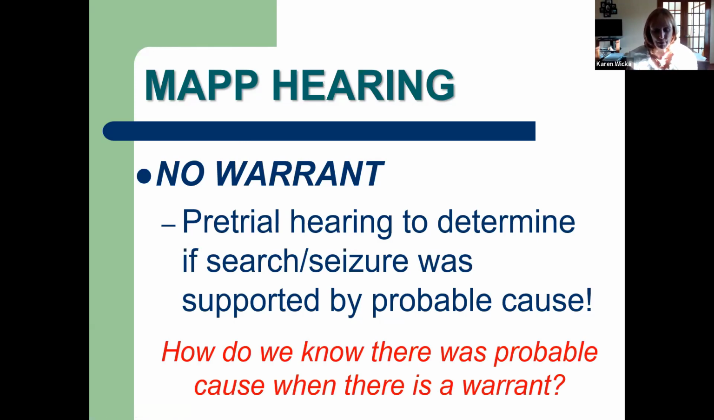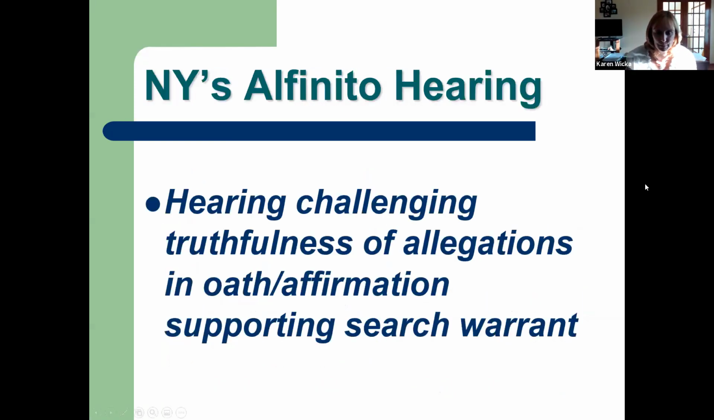How do we know there was probable cause when there was a warrant? Because they've already got a warrant. Once you have a warrant, a judge has already reviewed it and said there was probable cause. So a Mapp hearing is only when you don't have a warrant, because if you have a warrant, a judge has already reviewed that application and determined that there was probable cause, so you can sign the warrant.